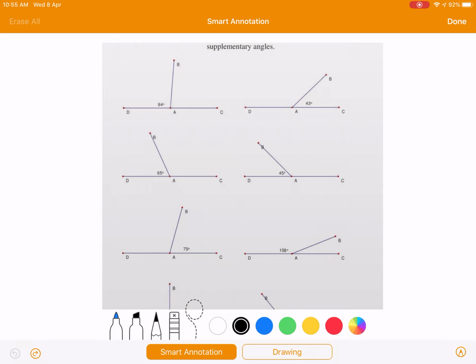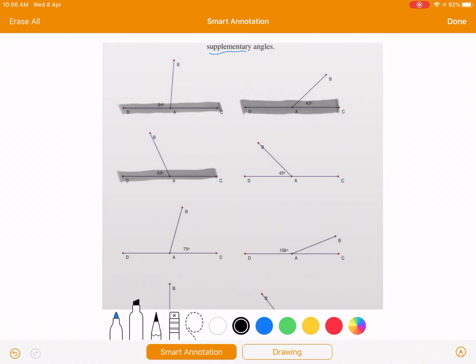I want to do a quick mini lesson on understanding what we call supplemental angles. You can see this really big word up here, supplementary angles. So let's look at a couple things that we notice on each of these angles. I want to look first at angle DAC. And if you can tell, DAC is the same angle in all 6 of these examples.